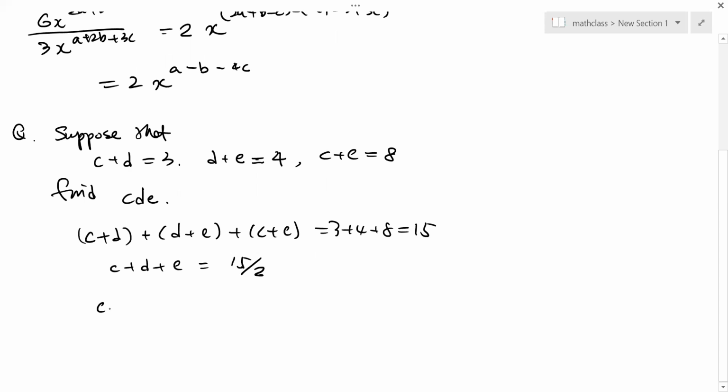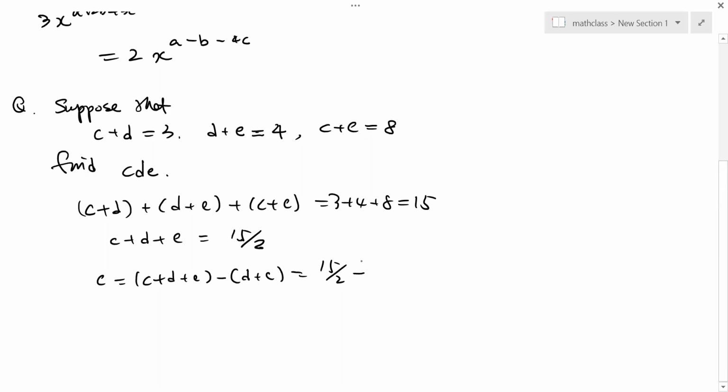So for example, c is going to be c plus d plus e minus d plus e. So 15 over 2 minus d plus e, 15 minus 4 is 4. And then you can simplify, and this will be 7 over 2. Okay? Yeah, 7 over 2.